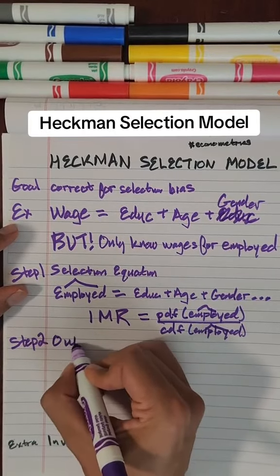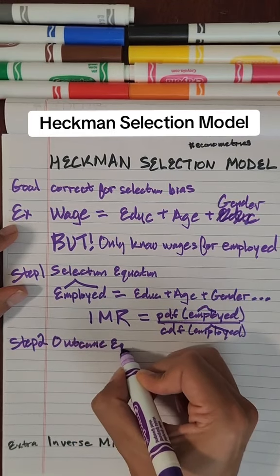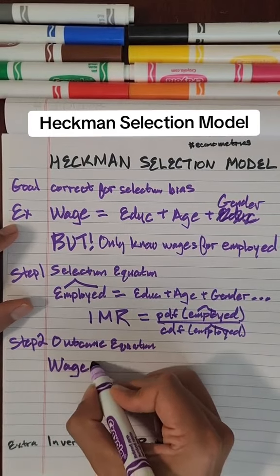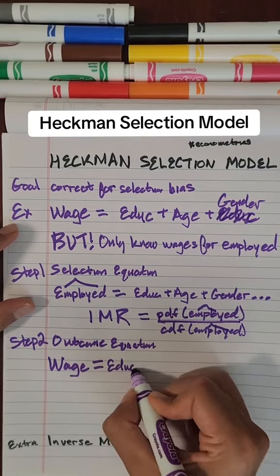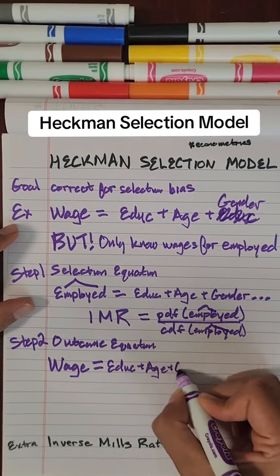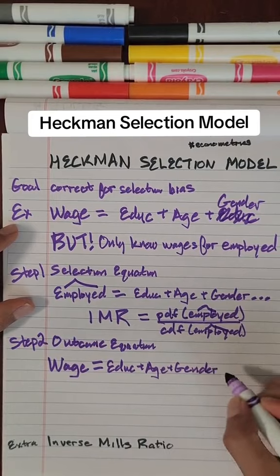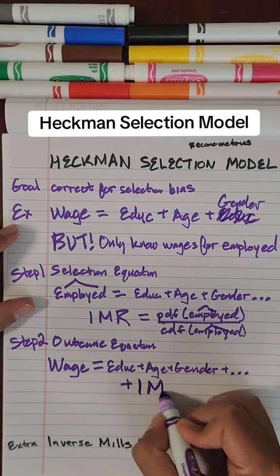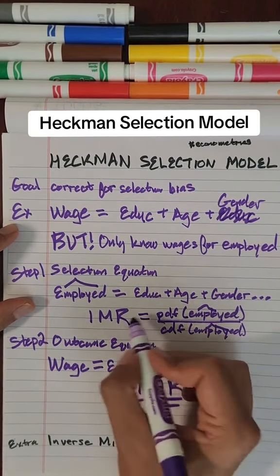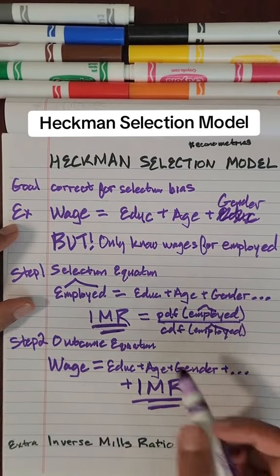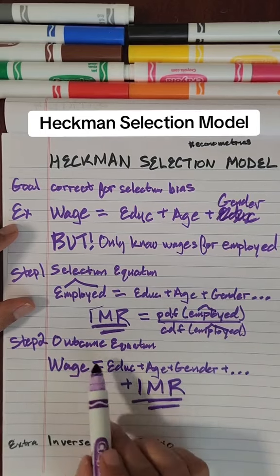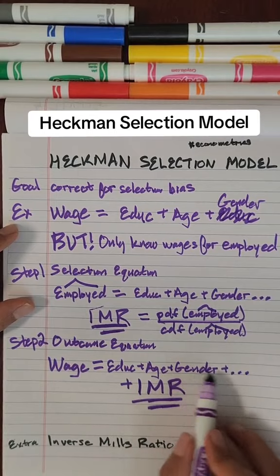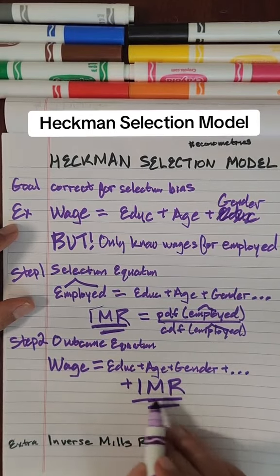So step 2 is known as the outcome equation. And this is where we go back to modeling wage, which is equal to our education, age, gender, plus ... And then the key part is we're using this inverse Mills ratio, the idea or the fact that they're employed. So we're trying to look for wage and its relationship with education, age, and gender, controlling for the fact that we're selecting on employed folks.